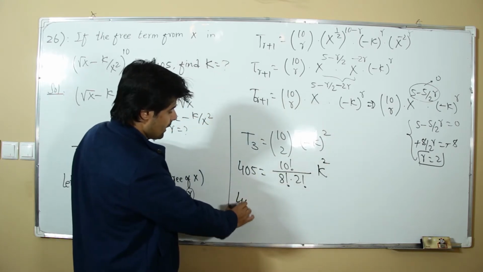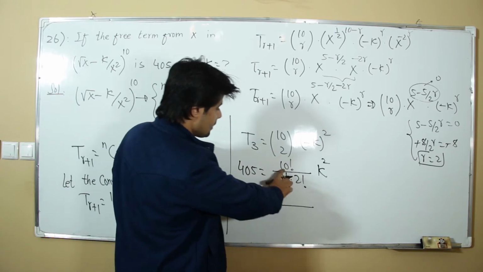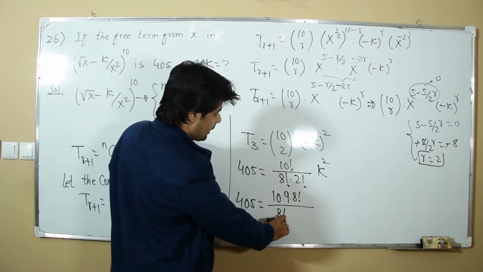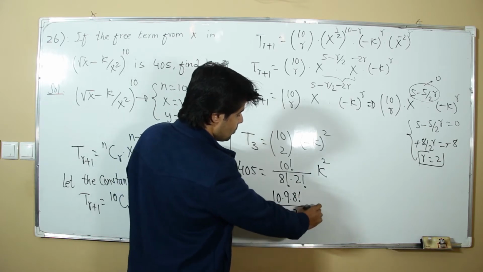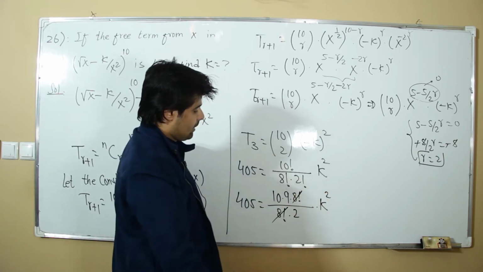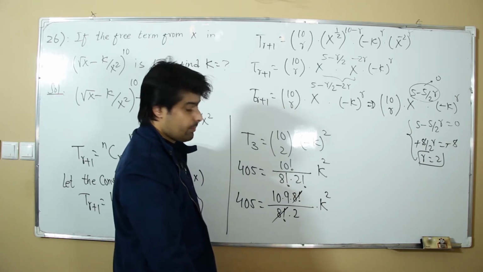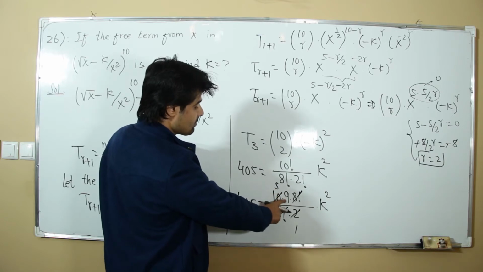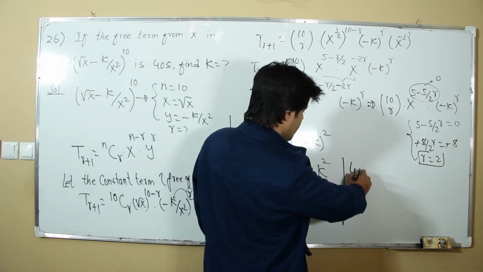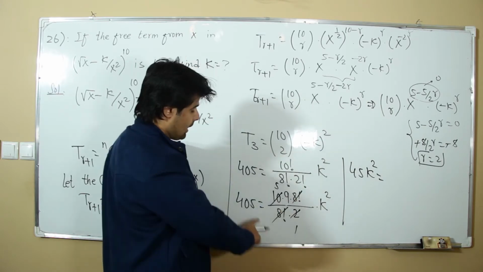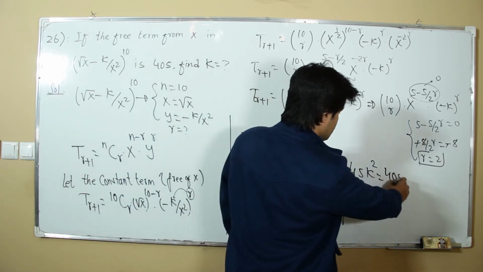Now 405 is given. 10 factorial means 10 times 9 times 8 factorial, over 8 factorial, and 2 factorial means 2, times k square. 8 factorial with this 8 factorial, it's cancelled. Am I right? Yes. And 2 with this 10, it's 5. 5 times 9, it is 45 k square. And this is 405.